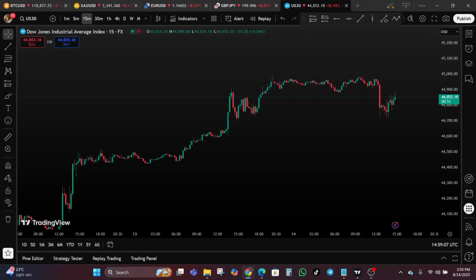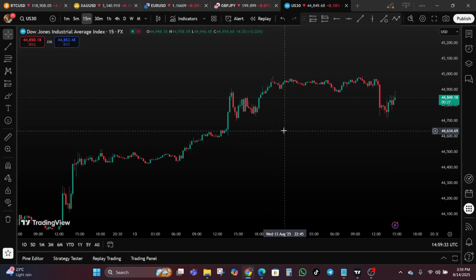We're just going to be looking at the US30 scalping strategy. It's actually a rules-based approach to trading the Dow Jones index, or the US30. The US30 is the Dow Jones Industrial Average Index. So this strategy is just going to be a scalping strategy for quick and precise entries.